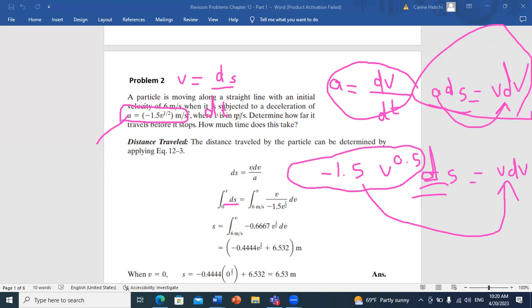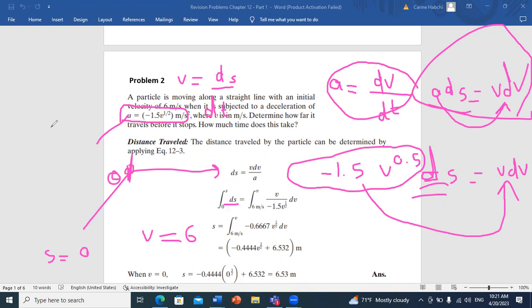Now, what did they give us? They said initially, at t equals 0, v equals 6. So the condition is at s equals 0, meaning we are starting from the origin. They gave us at the origin, so for s equals 0, v equals 6. If they said, for example, at s equals 1, v equals 6, we wouldn't integrate from 0, we would integrate from 1 to s. But here they didn't mention anything. If they don't mention anything, you can consider the initial position as the origin.